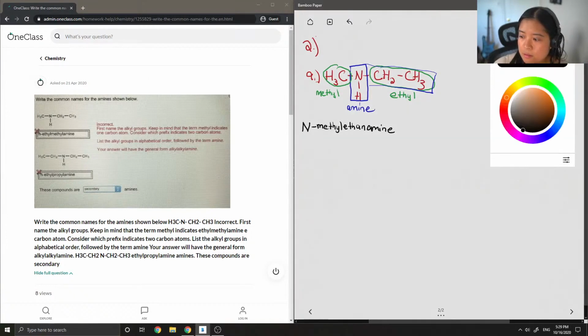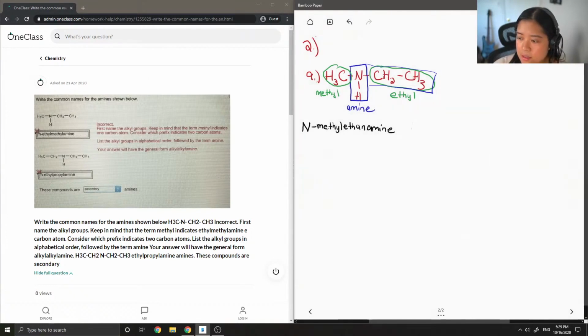But you can also write it in this way. So, or ethyl methyl amine. So this is kind of like an easier way. You don't have to write the N, and then this is when you would do your alkyl groups in alphabetical order. So that's kind of the hint that they give in the question.